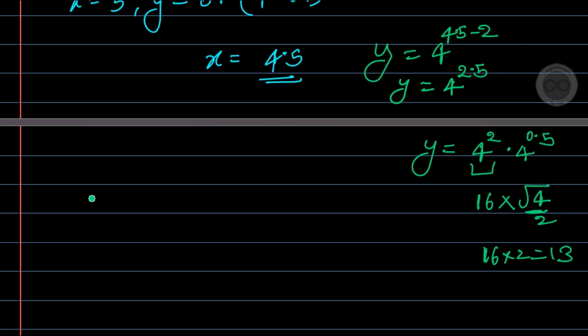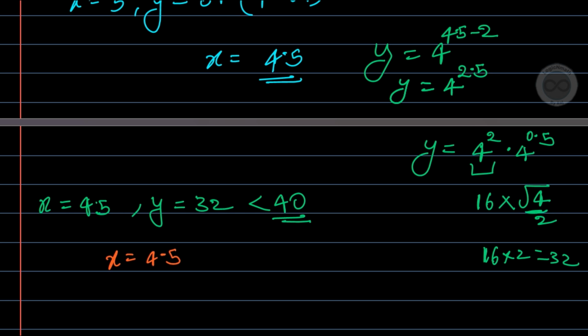32. So when x is equal to 4.5, our value of y is 32, which is still lower than 40. So now we have come to the next step, that says our value is in between x is equal to 4.5 and x is equal to 5.